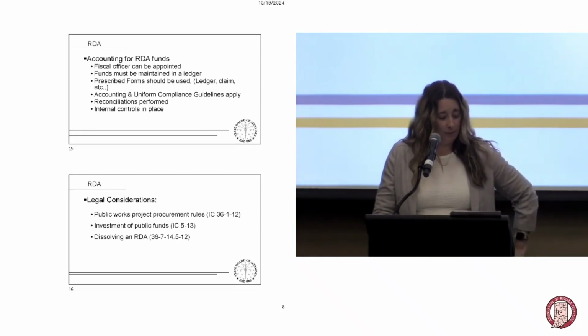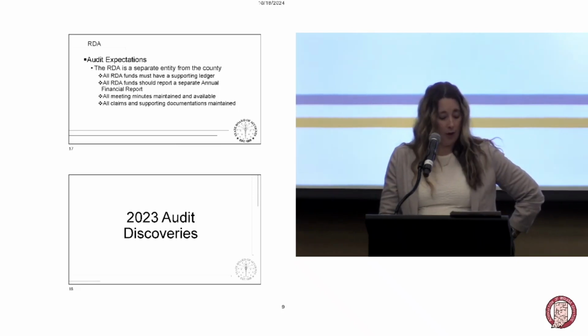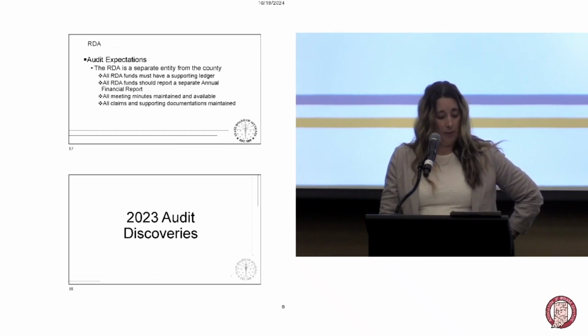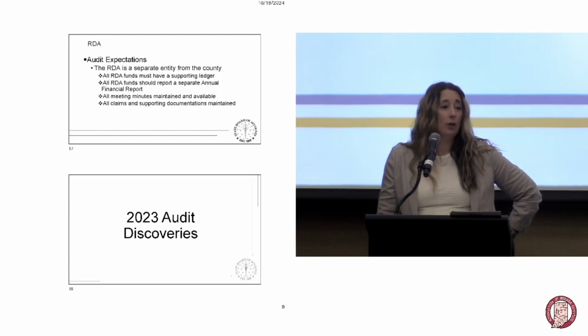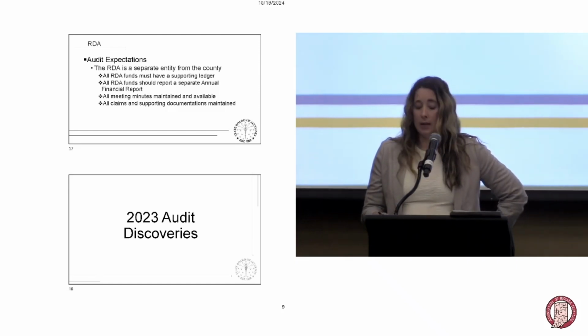Okay. So audit expectations, when we come in to do the audit for the RDA, again, it is a separate entity from the county. Again, we're looking for that supporting ledger. They should be reporting their own separate AFR, their annual financial report. They need to be maintaining all their minutes and all claims and supporting documentation.